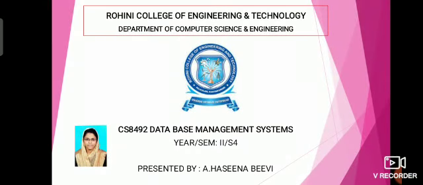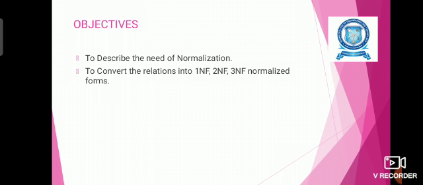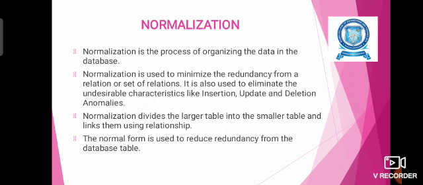Hello viewers, this video presentation is for the topic Normalization from the second unit of Database Management Systems. The objectives of studying this topic are to describe the need of normalization and to convert relations into 1NF, 2NF and 3NF normalized forms. Let us see about normalization.